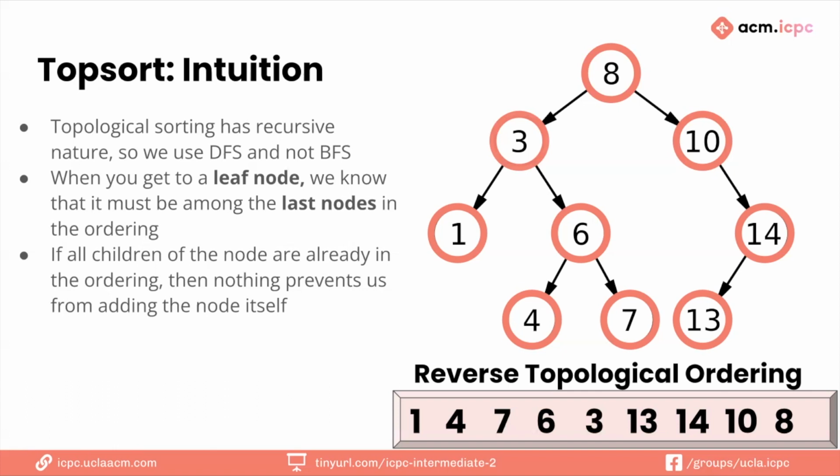And finally, if all children of a node are added to the ordering already, they kind of work as leaf nodes for us, because we know that there is nothing that prevents us from adding that node itself to the ordering. So for example, as you can see here, nodes 4 and 7 are added already, and those are the only nodes that node 6 points to. That means those are the only nodes that would prevent us from adding node 6. Now, as they are in the ordering already, we can add node 6. And that works for any node in the graph.